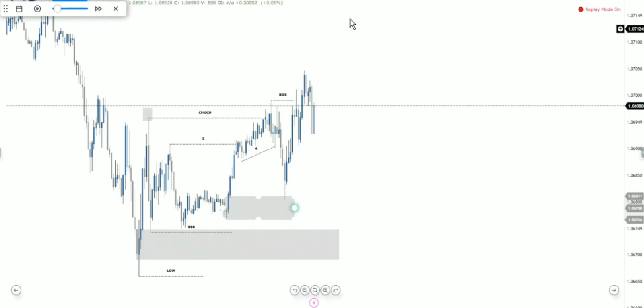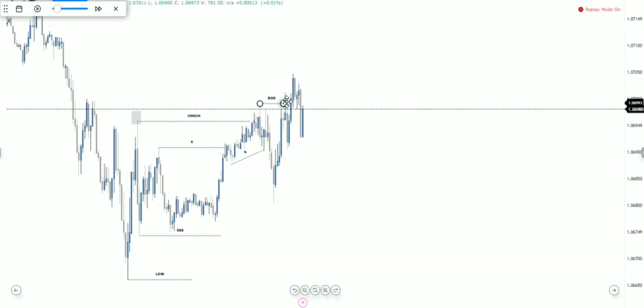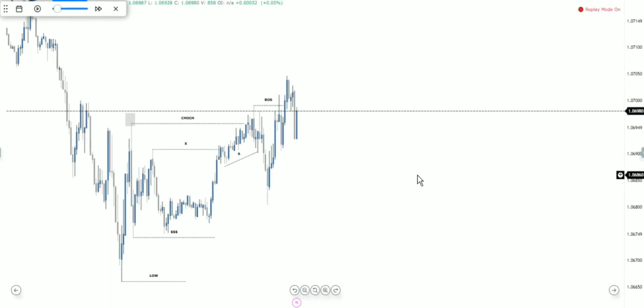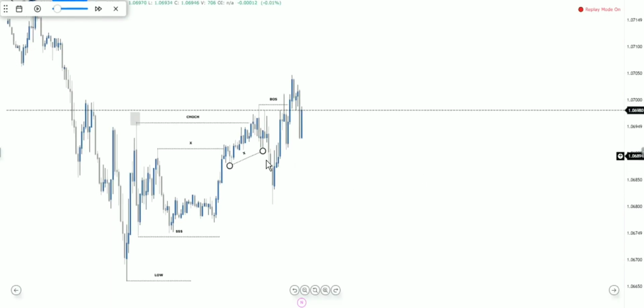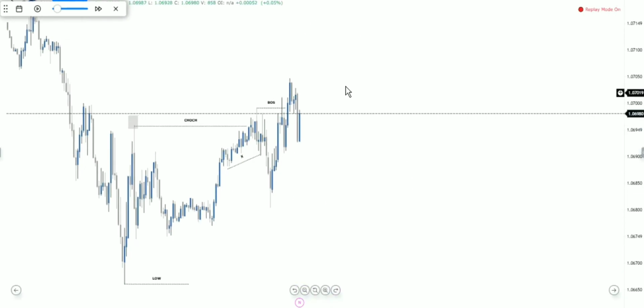So let's remove everything, and we can move on to a different setup. Yes, I'm going to leave everything here. Let me remove this. Let me remove the internal liquidity as well.